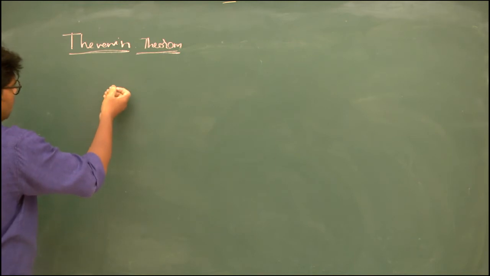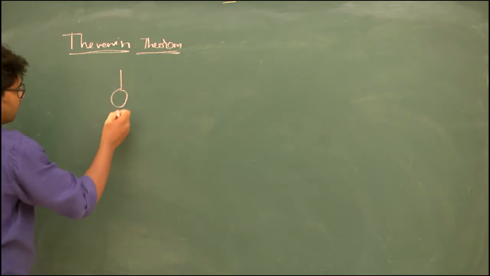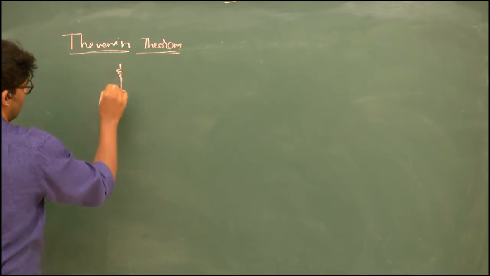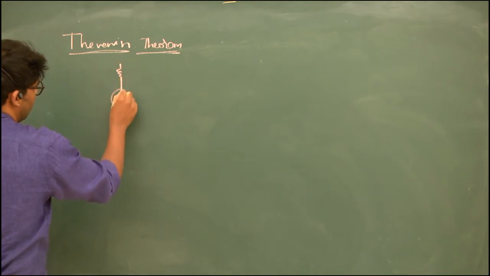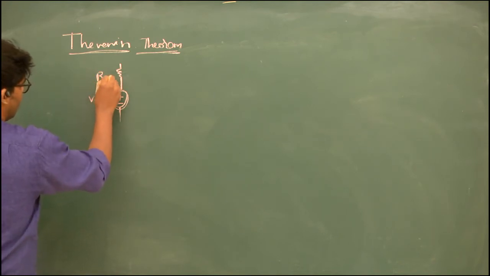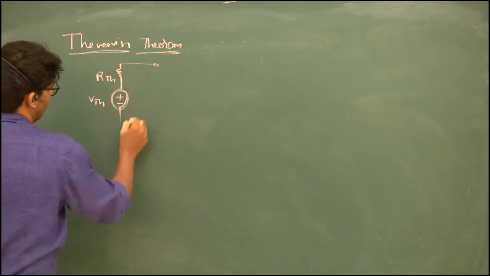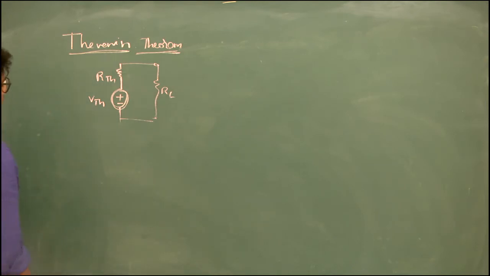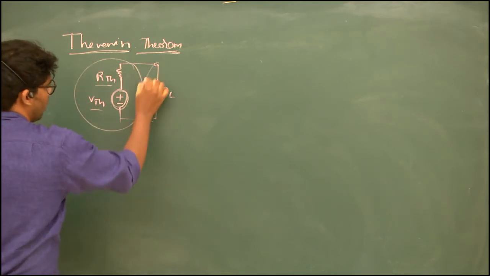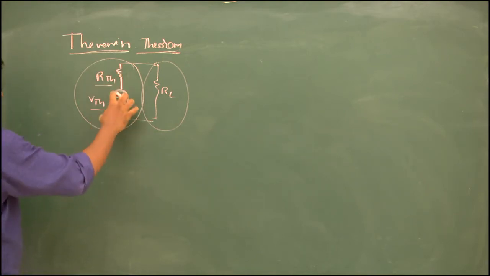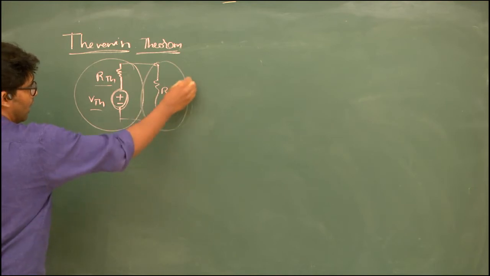Whenever you have a practical voltage source, the Thevenin theorem states that a voltage source V Thevenin in series with R Thevenin, having a load value, let us say RL, is equivalent to this load element. So that means we need to get V Thevenin and R Thevenin in series for the load equivalent R value.